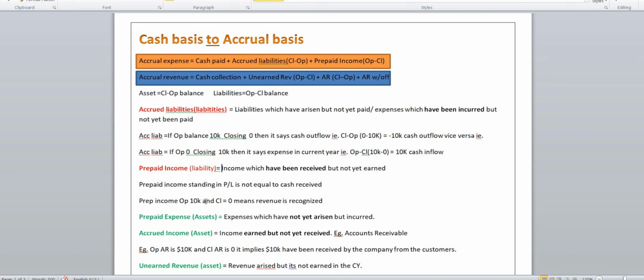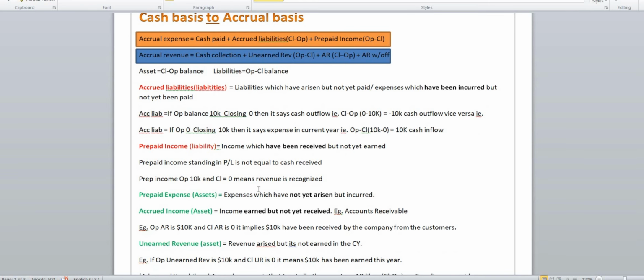When the opening prepaid income is 10,000 and the closing is 0, it means revenue is recognized in the current year, but it does not simply say that cash has been collected. No, we can recognize revenue, so it's an accrual revenue.